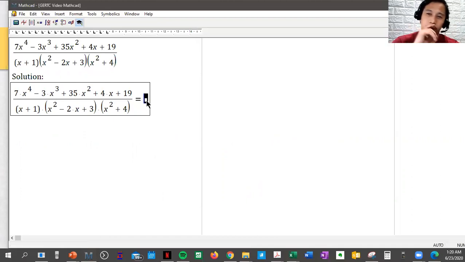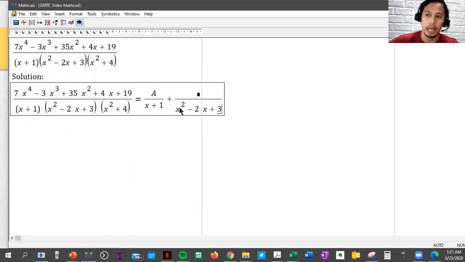If we're to write this into its decomposition, the partial fraction that corresponds to this denominator x plus 1 is a over x plus 1. That is just a constant in the numerator, no? Because this is linear.